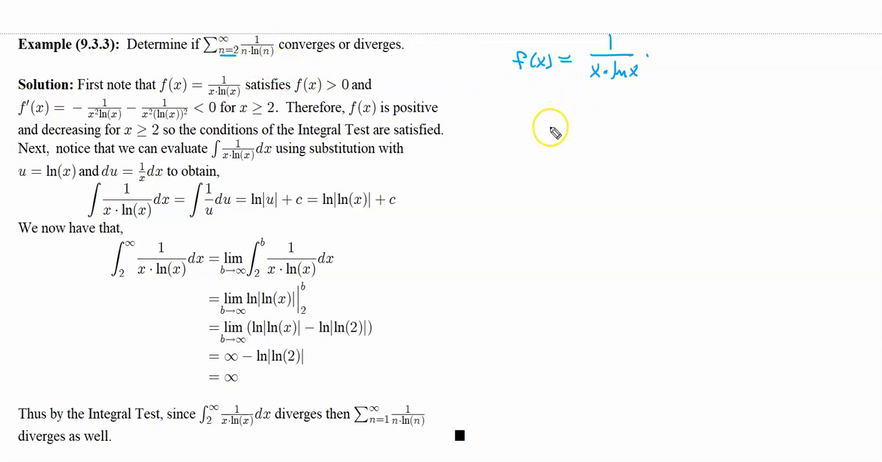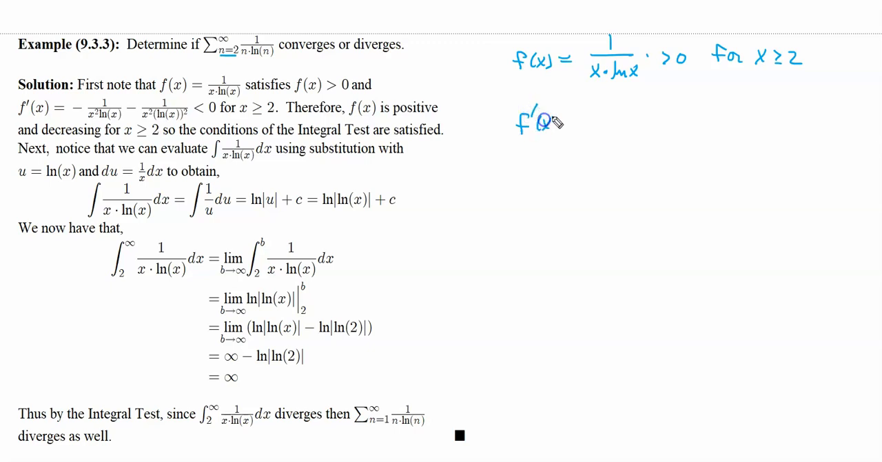So all we do is simply replace the n's with x's, and that's going to be the function that we use. Now we need to verify that that function is positive and decreasing for x bigger than or equal to 2. Well, let's notice that certainly this function is positive for x bigger than or equal to 2 because x is positive. The natural log is positive for x bigger than 1, so yes, this will be a positive function. Now we have to verify that it's decreasing. So to do that, we'll verify that the derivative is negative.